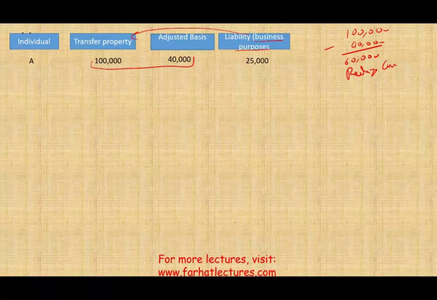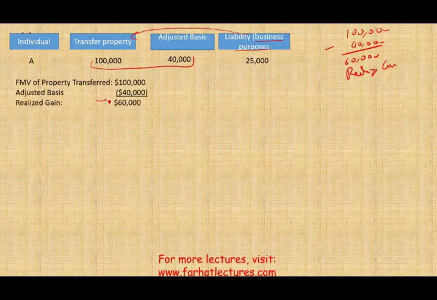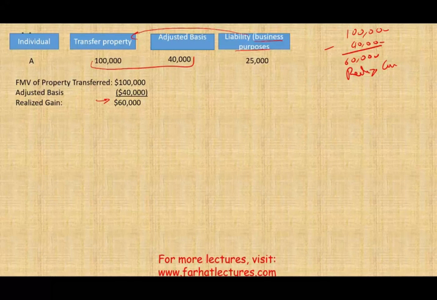So let's see what happened here. What is our basis in this transaction? What's the basis in the stock? First, let's figure out our realized gain. Our realized gain we already computed is $60,000. Now, remember what I said earlier: if you relieve yourself of a liability, then you might have a boot. Here we are relieving ourselves of this $25,000 liability. However, we're not going to treat this $25,000 as a boot, although we're relieving ourselves of a liability, because it has a business purpose.